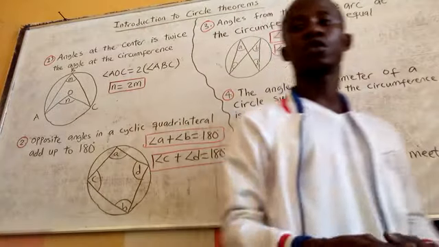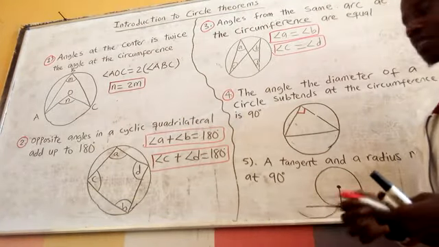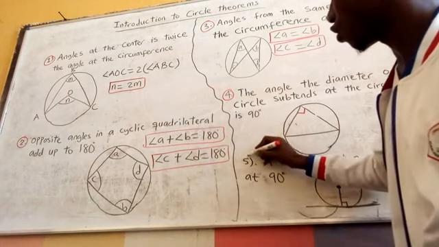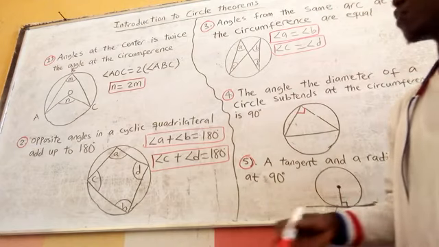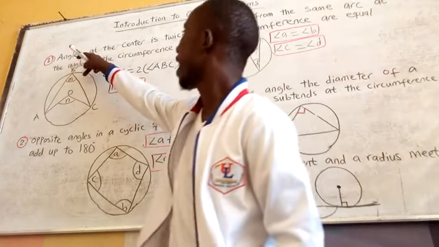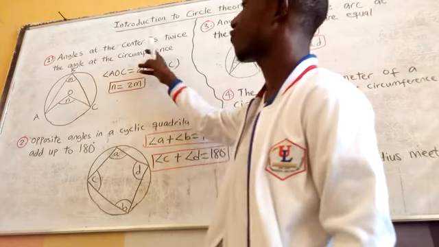All right. So let us look at the first 5 circle theorems. Thereafter, we move to the next 2. Let's see the first one. 1. Angles at the center is twice the angle at the circumference.